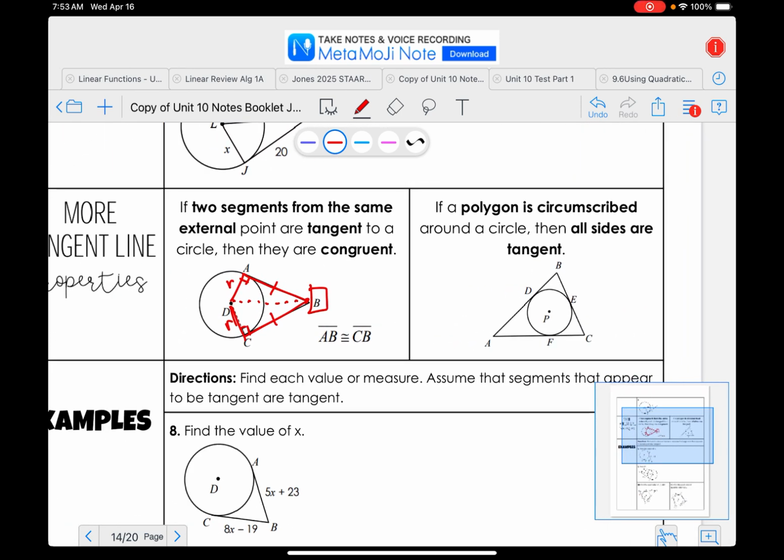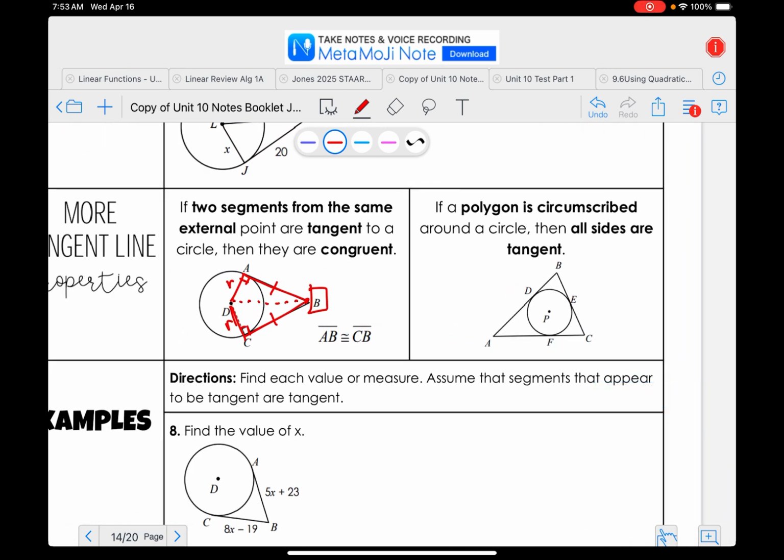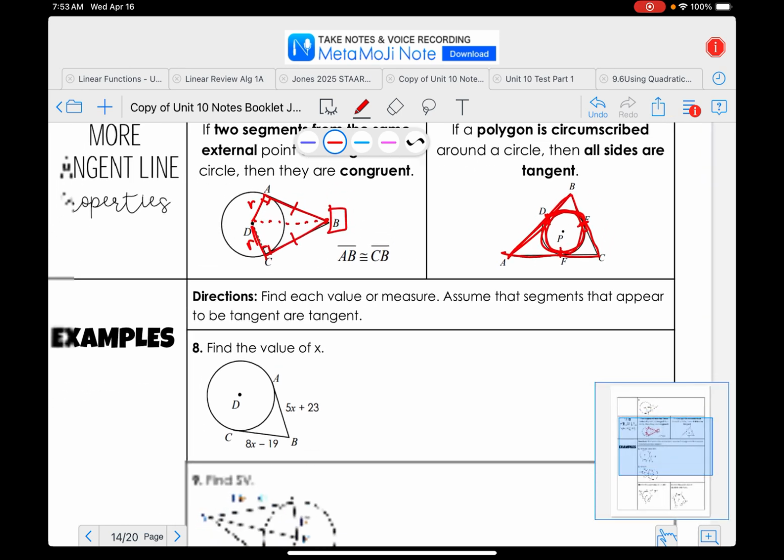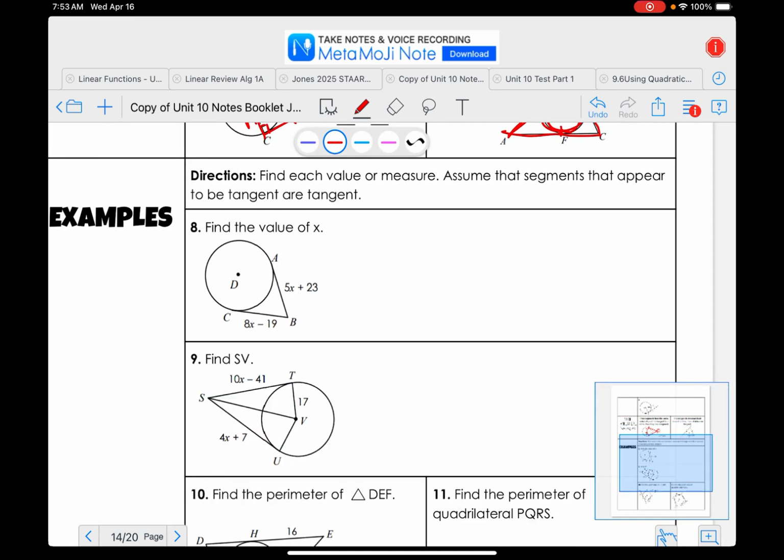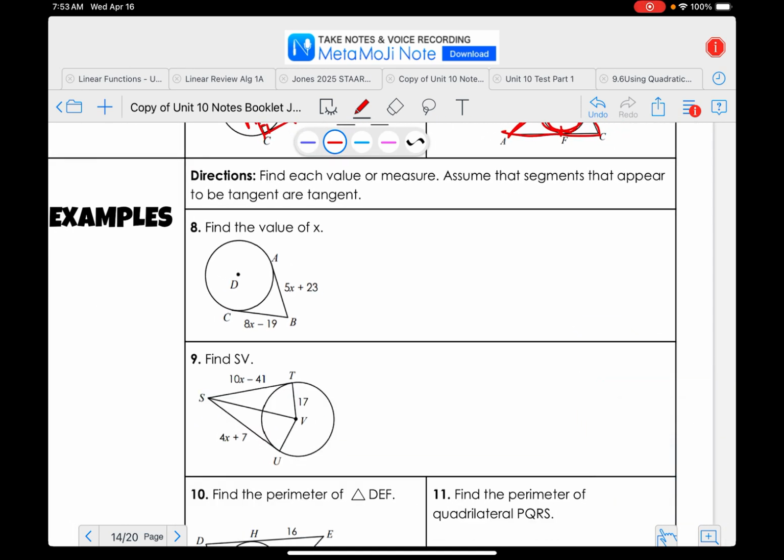If a polygon is circumscribed around a circle, that means it's drawn around a circle, or you could say that the circle's inscribed. It fits completely inside. Therefore, all the sides of the polygon are tangent to the circle because the circle only touches at one place. So using those theorems, find the missing values.